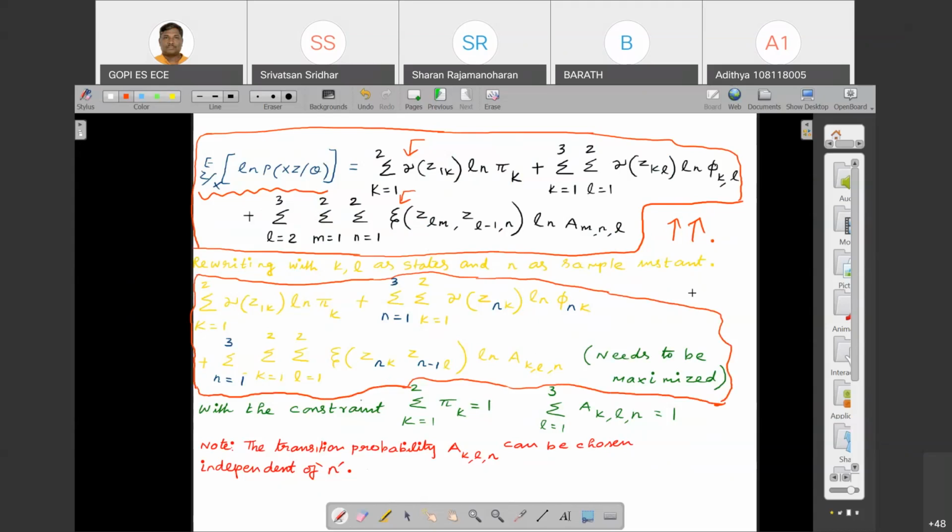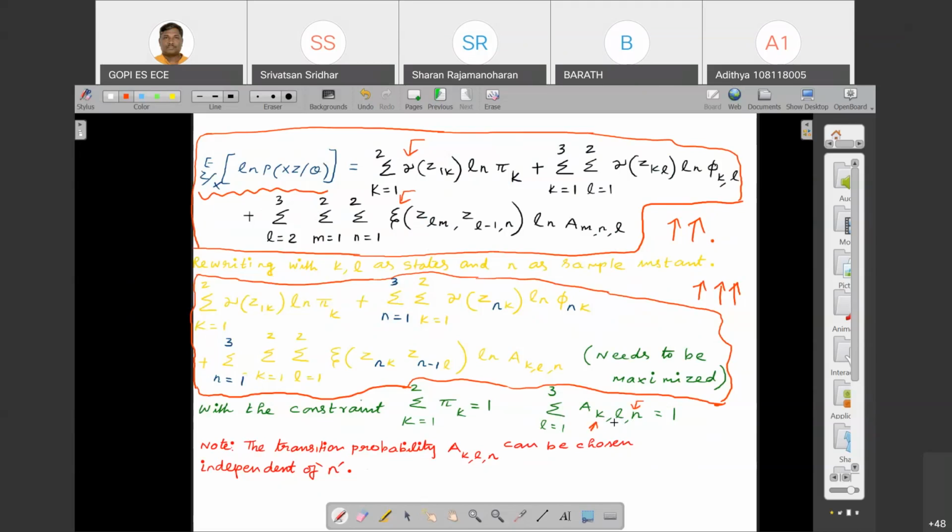This is the thing which we actually need to maximize, of course with the constraint that the summation of pi k is 1, and then the transition from the kth state to the lth state of the nth sample. n is basically the sequence. It is not related to that. The nth sequence is fine, but there is a transition probability happening from the kth state to the lth state.